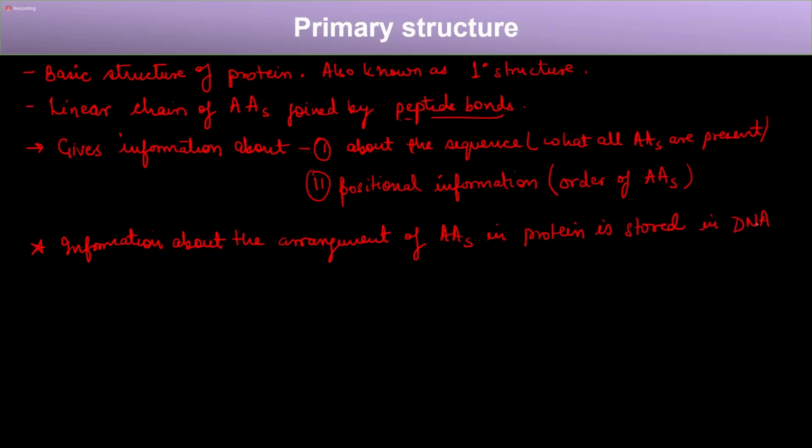Okay, so this information about the order and what all amino acids will be present in a protein is stored in DNA. This information is coded by DNA. So this is all about the primary structure.